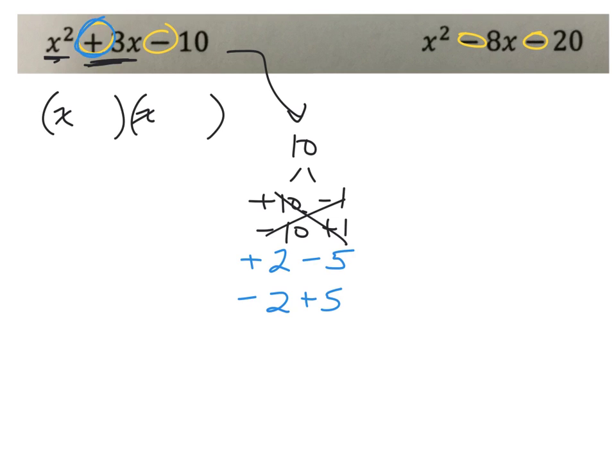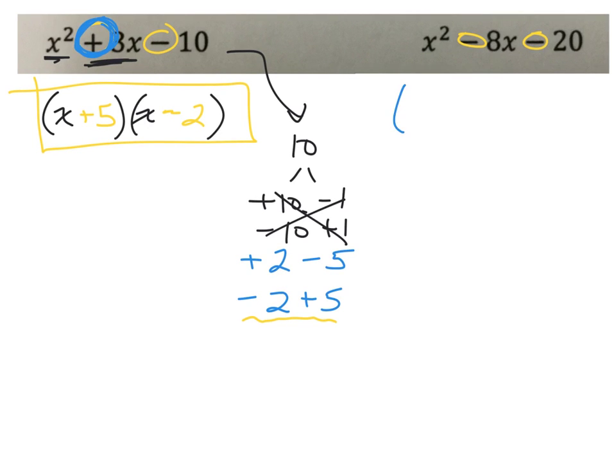And that all depends on this sign that I'm circling in blue. It's a plus 3x. Therefore, the larger of these two numbers, 2 and 5, has to be positive. So in this case, 5 is clearly larger than 2, so we're going to have plus 2 minus 5. And I'll leave you to check that answer.